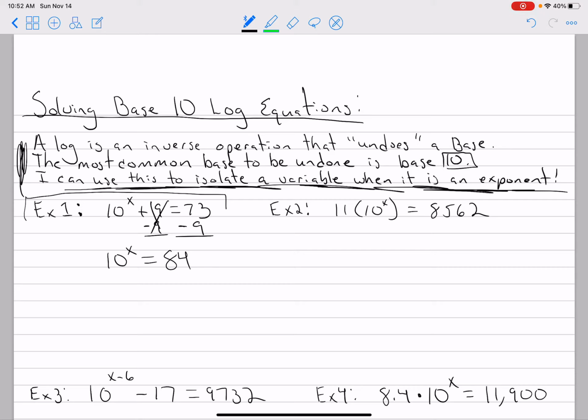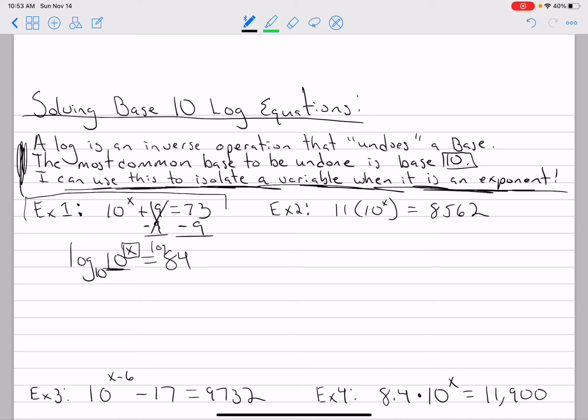So here's where it's new. We have x in the exponent spot, and we don't know how to deal with that. How do I get rid of this base of 10? 10 is a base. How do I get rid of that? The way that I get rid of any base is by taking a log. So to undo this, I'm going to do the log base 10, and those are going to cancel.